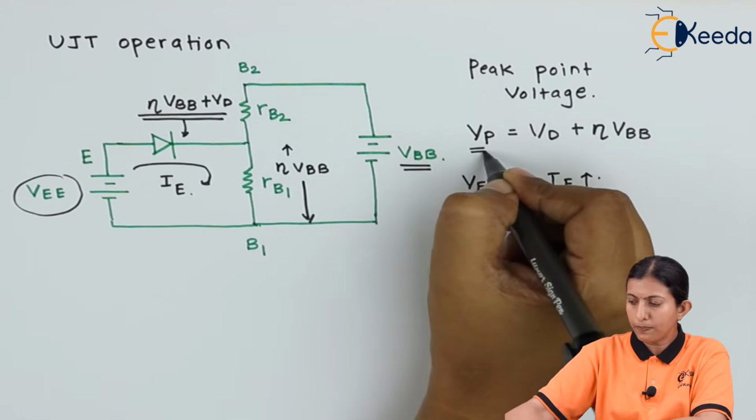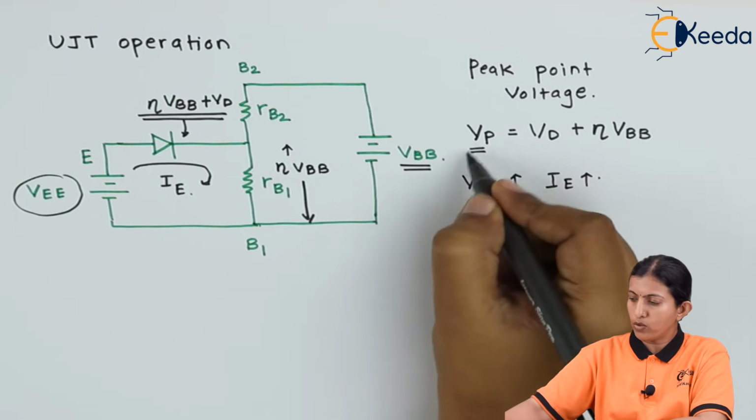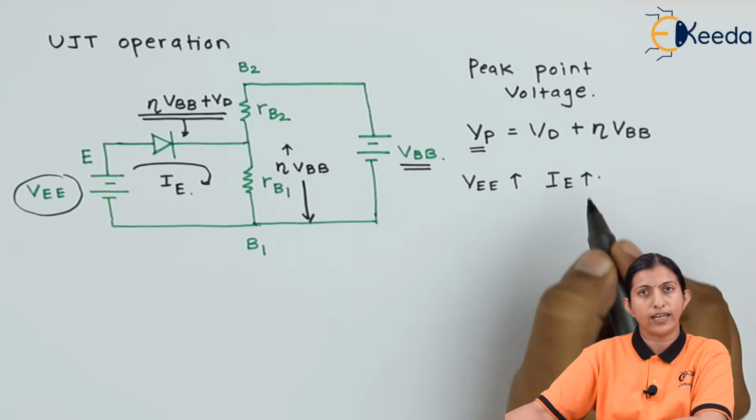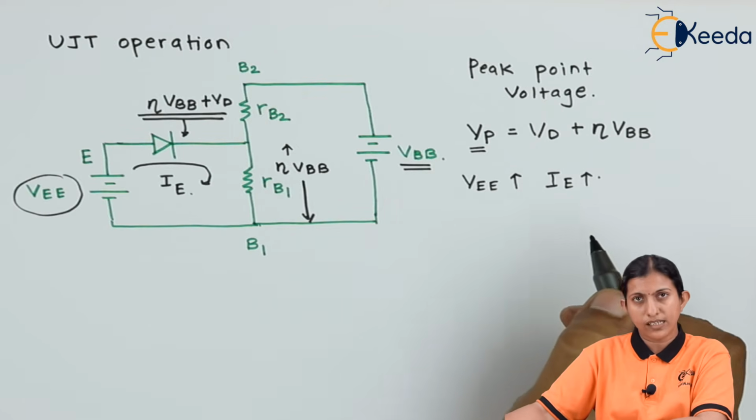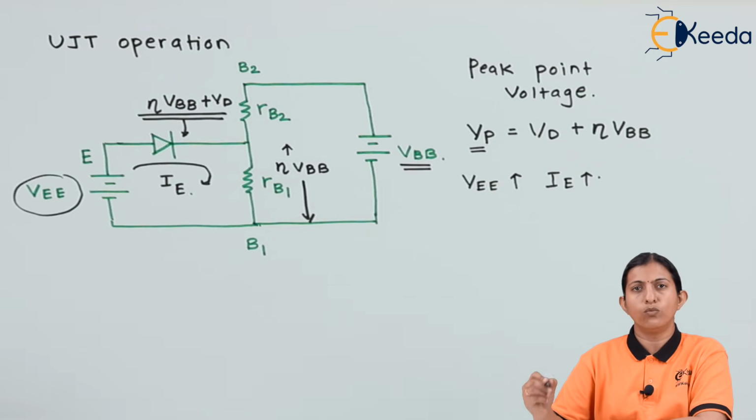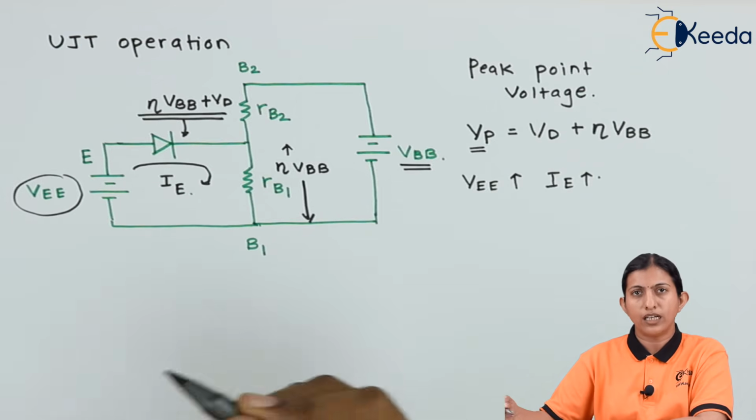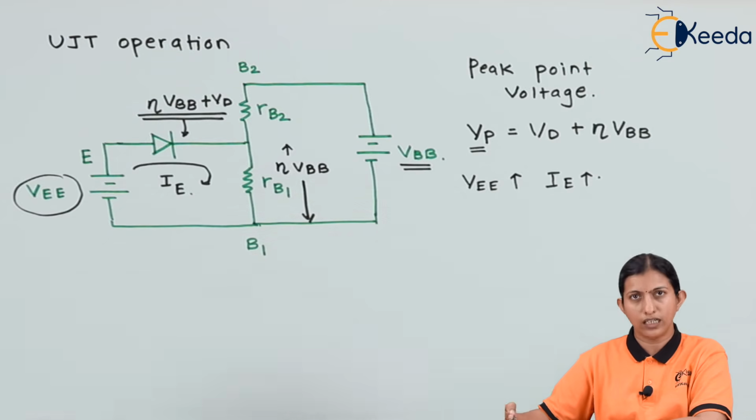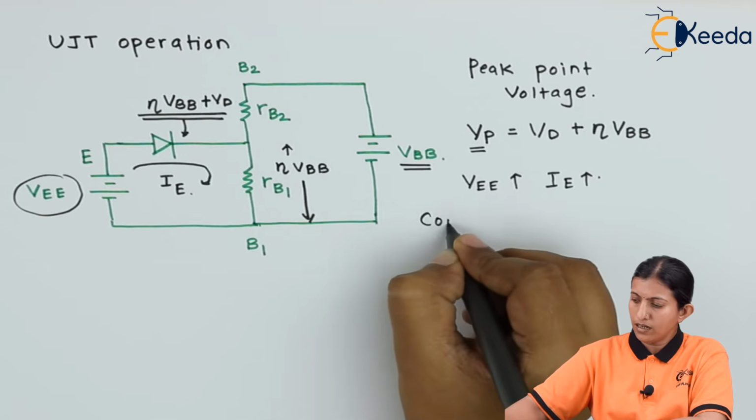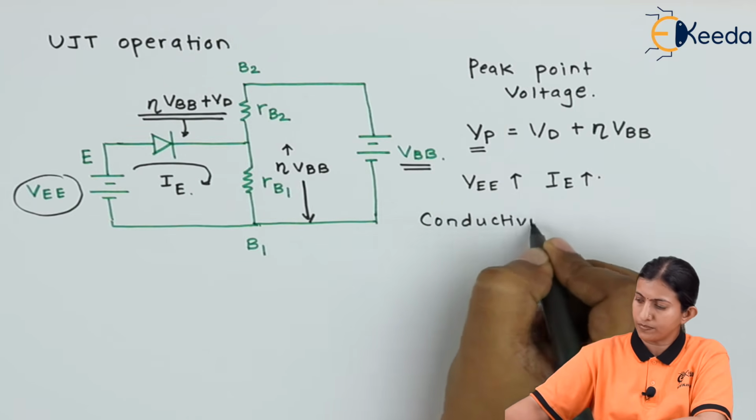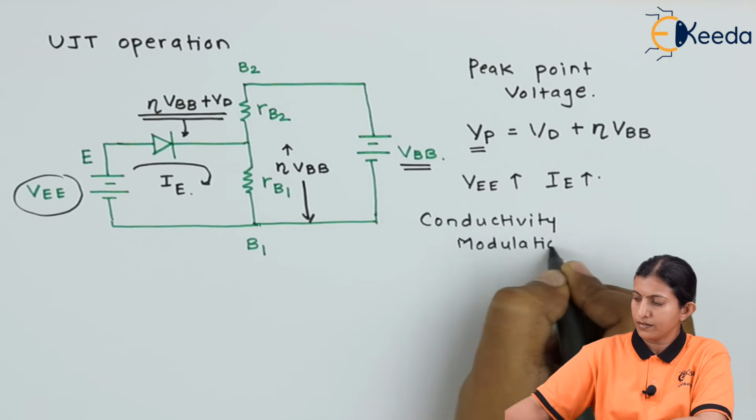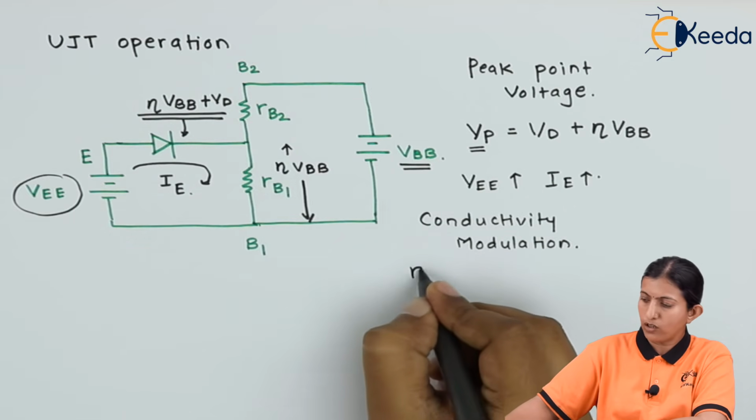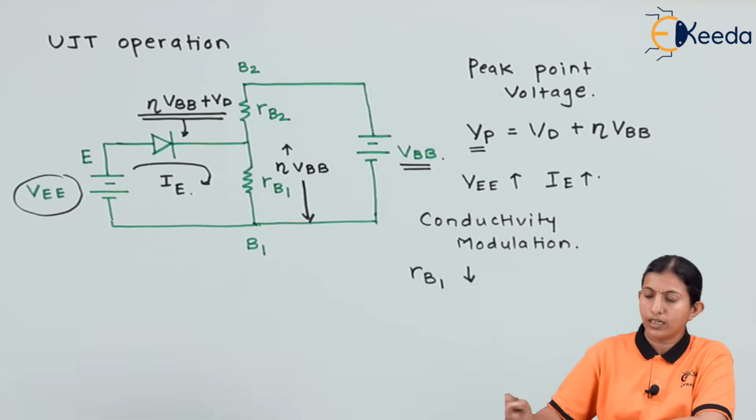This voltage is peak point voltage. At peak point voltage, the current is IE, and as VEE increases, the value of IE also increases. But at the same time, when the holes move from P type to N type, the conductivity increases and the resistivity of this base region decreases. So this is called conductivity modulation. As the conductivity of the base region increases, the value of RB1 goes on decreasing.